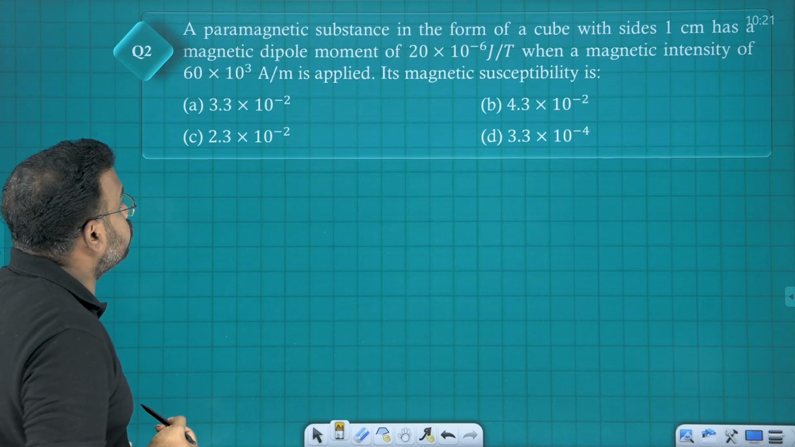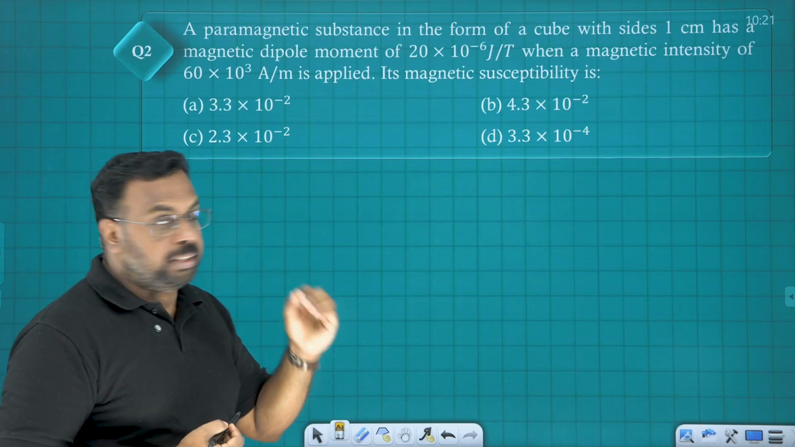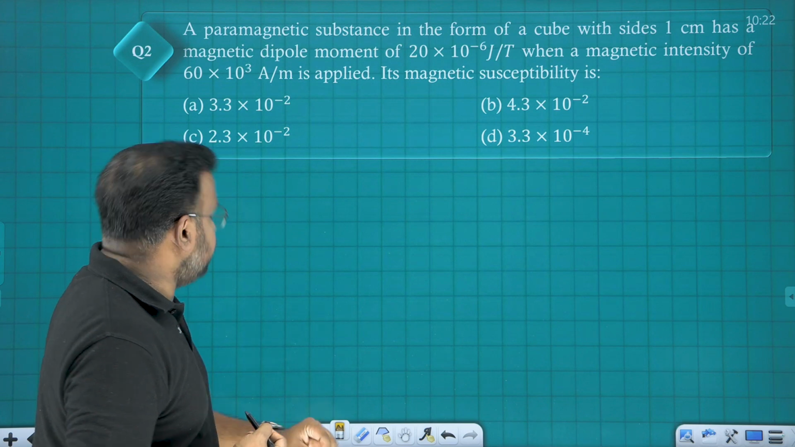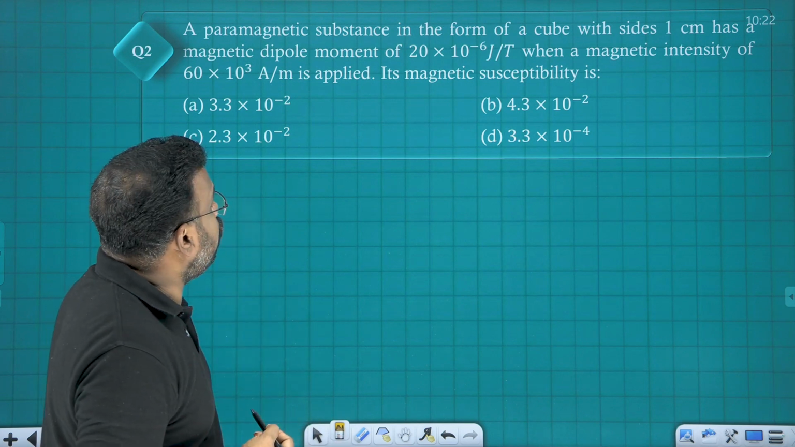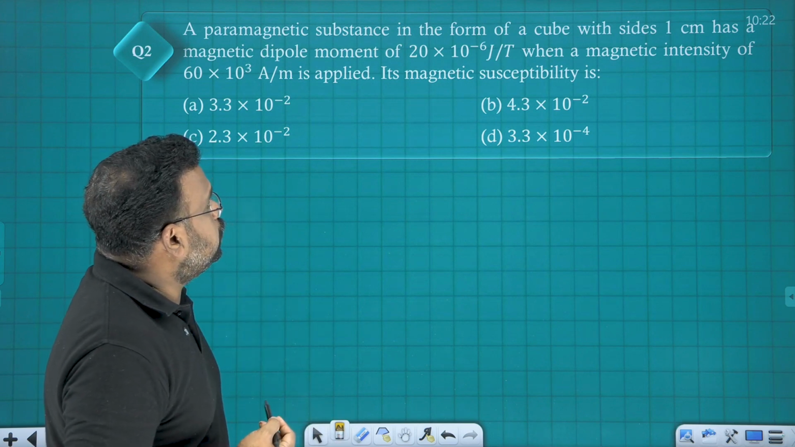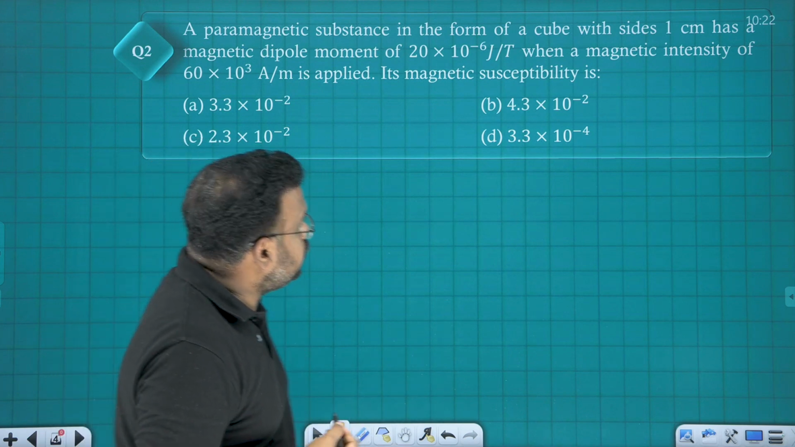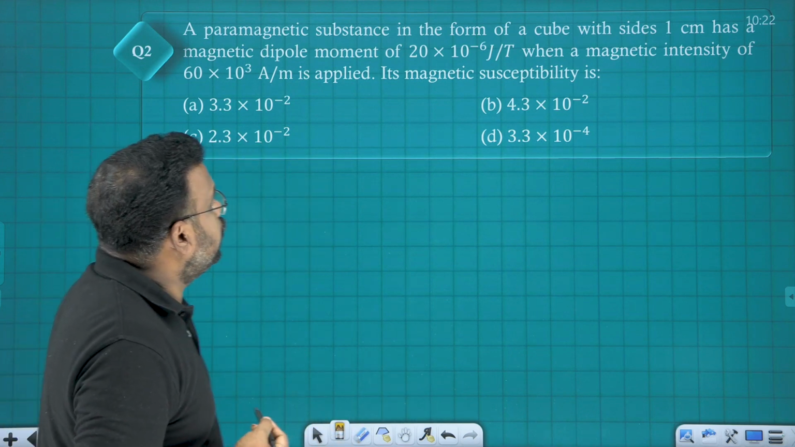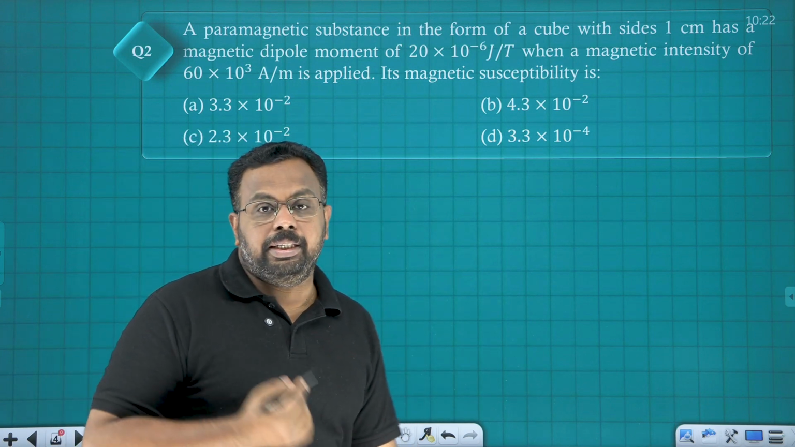Question number 2. A paramagnetic substance in the form of a cube with sides 1 centimeter has a magnetic dipole moment of 20 into 10 power minus 6 joule per Tesla, when a magnetic intensity of 60 into 10 power 3 ampere per meter is applied. Its magnetic susceptibility is.